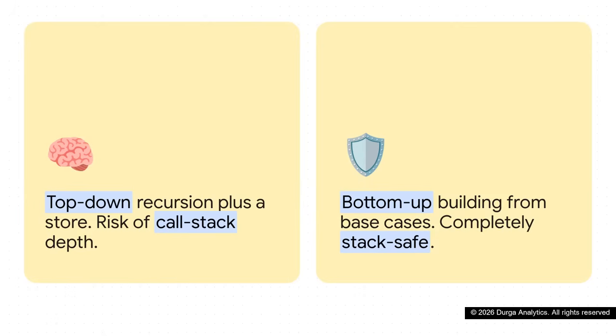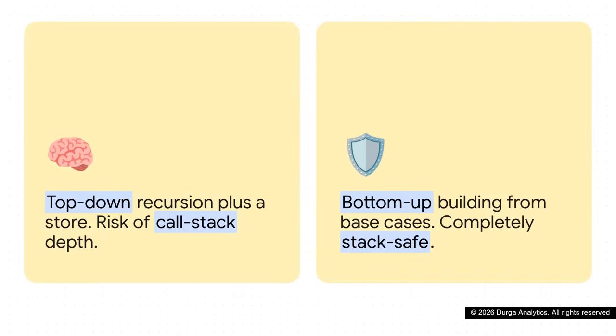Memoization is top-down. You take the natural, elegant recursion, but you add a store, like a hash table or an array. Before computing a subproblem, you just check the store. If it's already there, boom, you return it instantly. This is highly intuitive because it barely changes your original recursive logic. However, because it relies on recursion, you absolutely run the risk of blowing up the call stack if the depth gets too crazy.